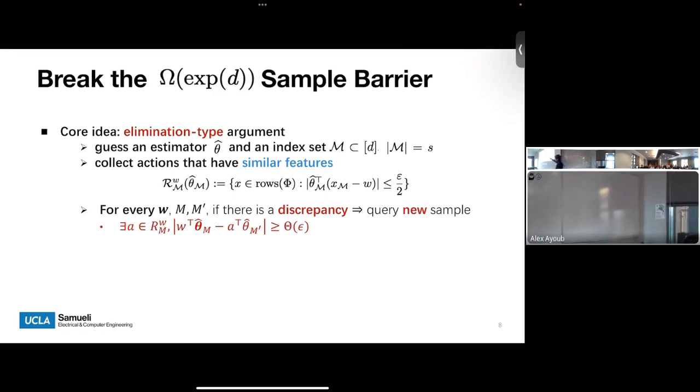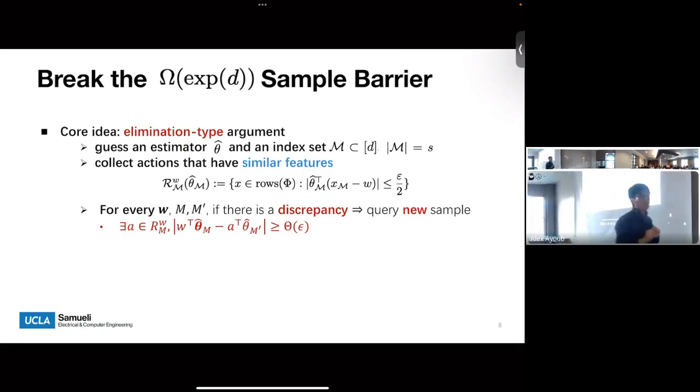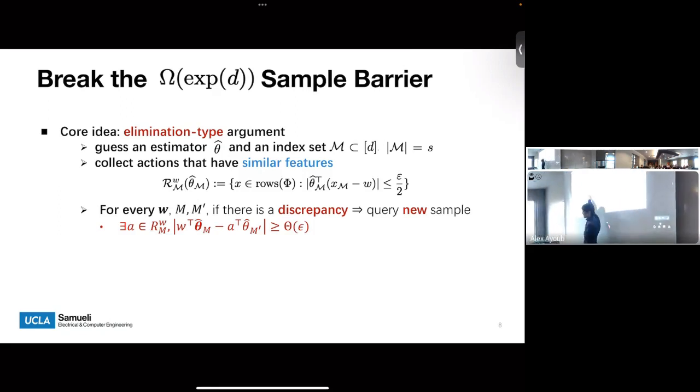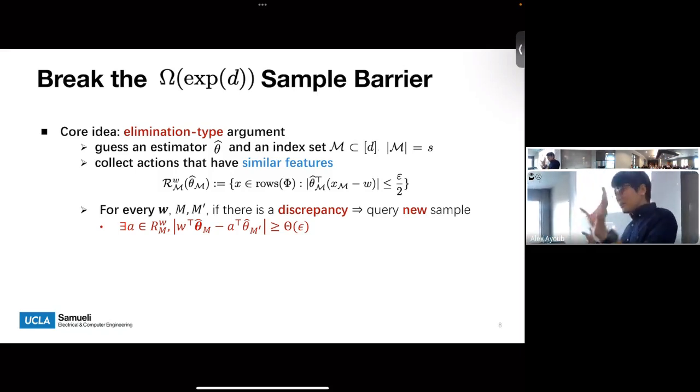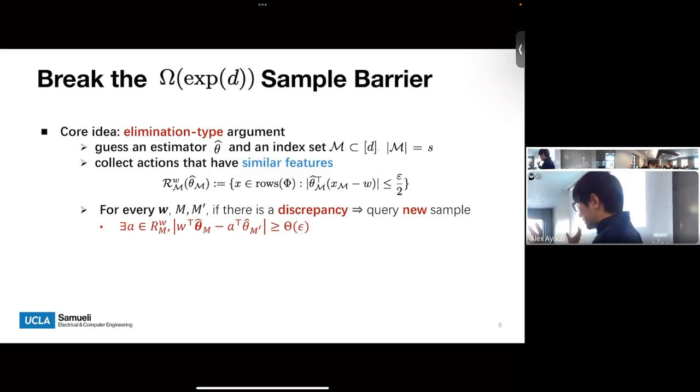Basically, for every W and every M and M prime, there's an index set. Suppose we find that these two index sets have a discrepancy. In what sense? If you measure the predicted value in one index set using one group, the value is different from the other index set, or the other group. Using the W group within it, two groups predict different values, so even for the same action, you have a different value.